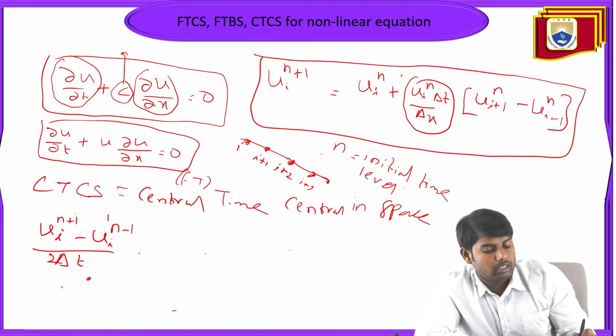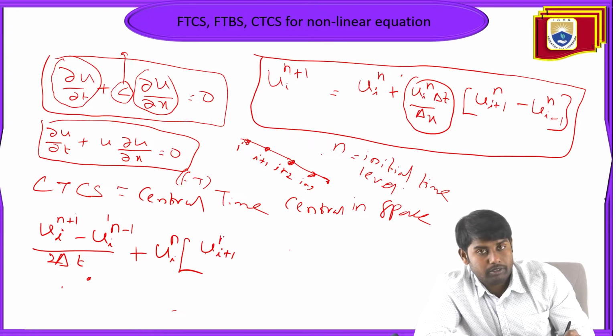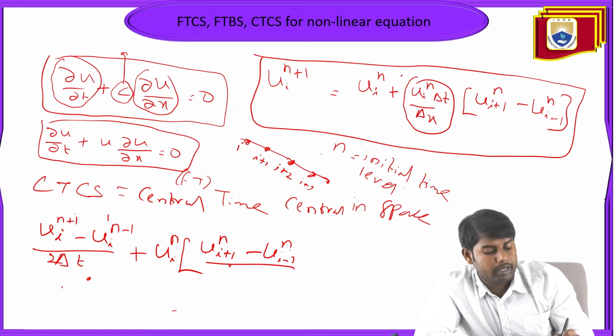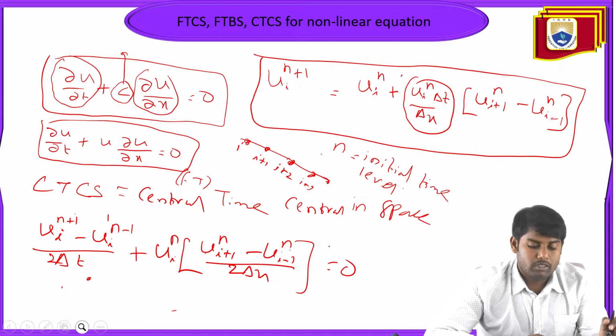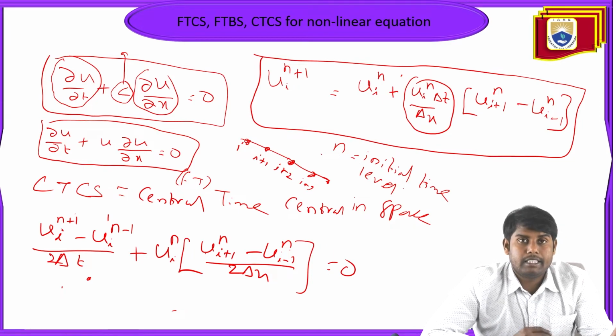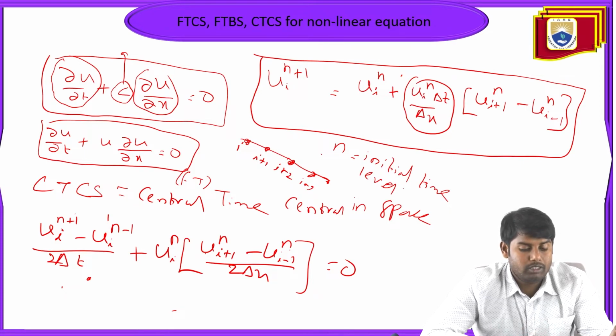Okay, plus u_i^n into (u_(i+1)^n − u_(i−1)^n) divided by 2 delta x equal to 0. So now this is the central in time, central in space scheme. Central in time in the sense that you have n plus 1 and n minus 1. Central in space in the sense that you have i plus 1 and i minus 1.